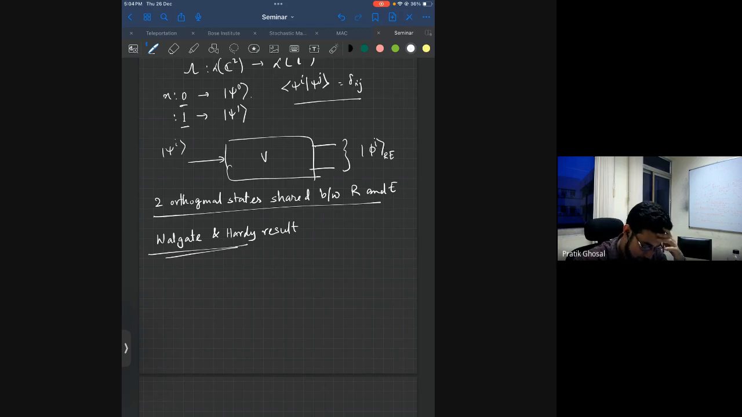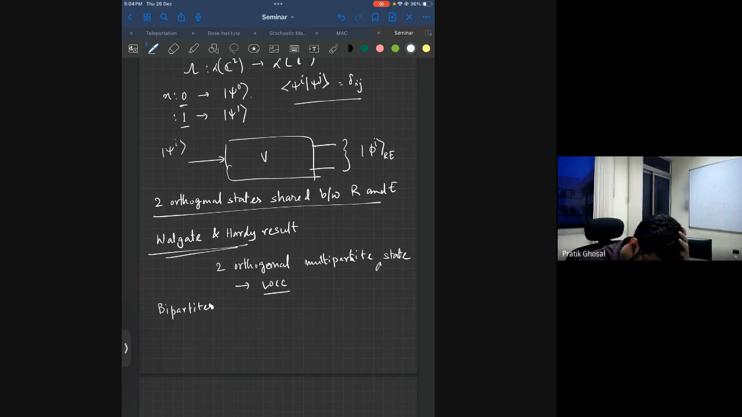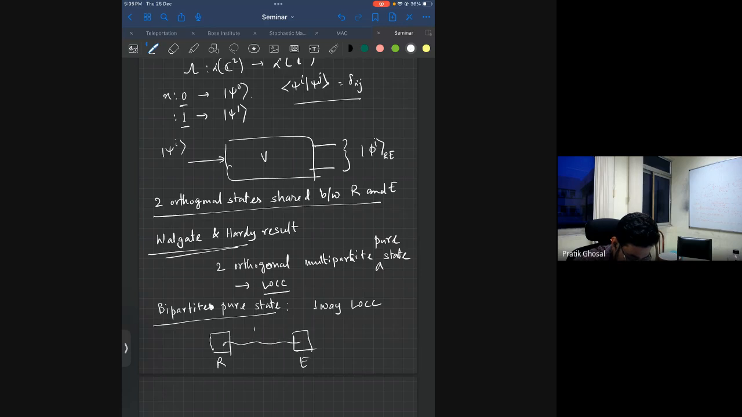What the Hardy-Walgett result says is that if you are given two orthogonal multipartite pure states, you can always distinguish them by LOCC. And an even more powerful thing is that if the state is a bipartite pure state, then this local discrimination task can be done by only one-way LOCC. So let's consider the receiver and environment, who share this phi I.